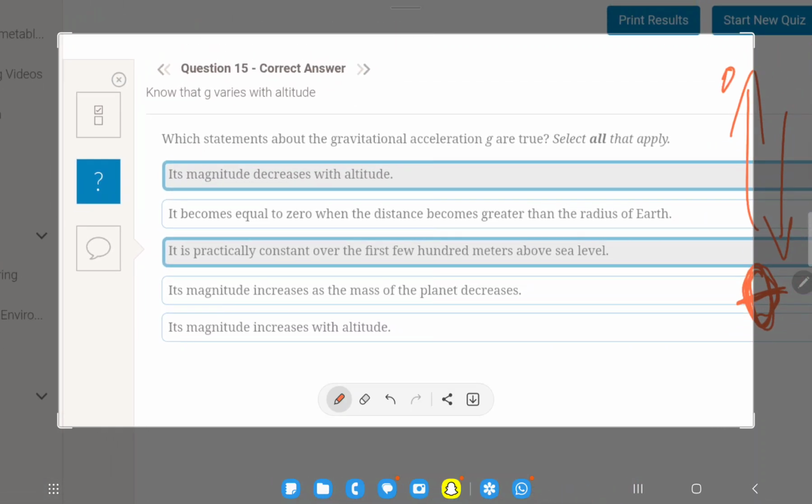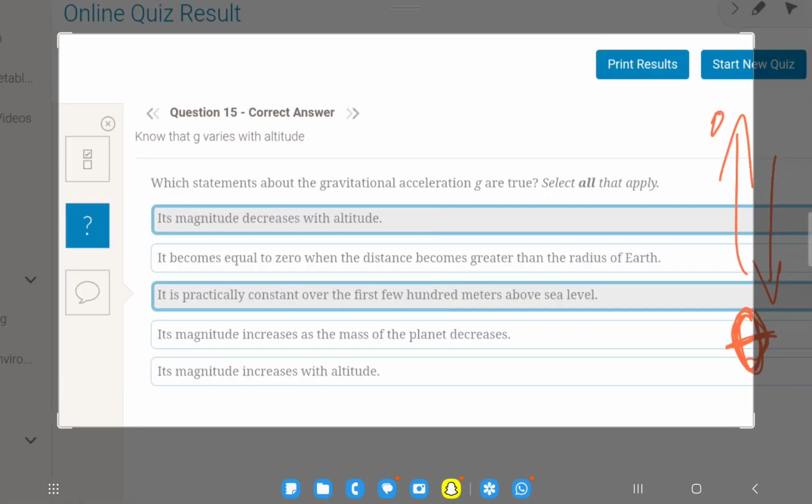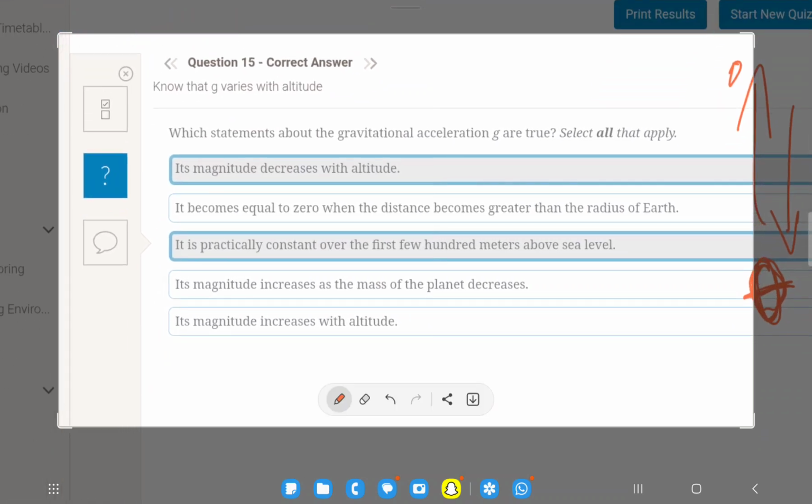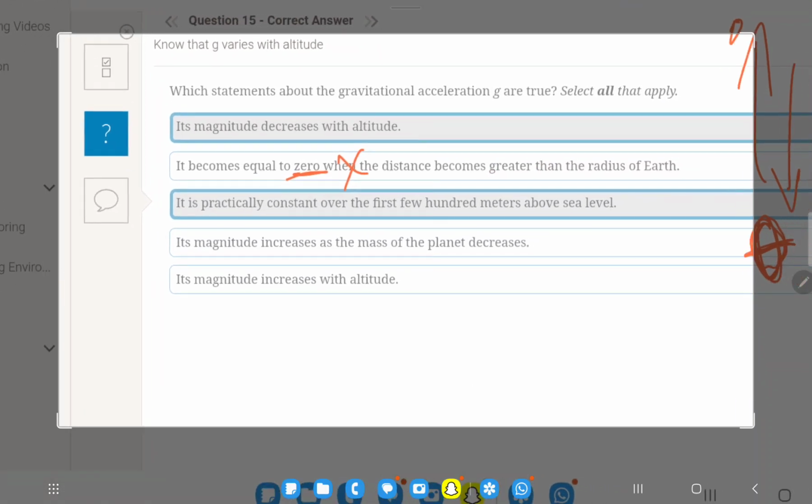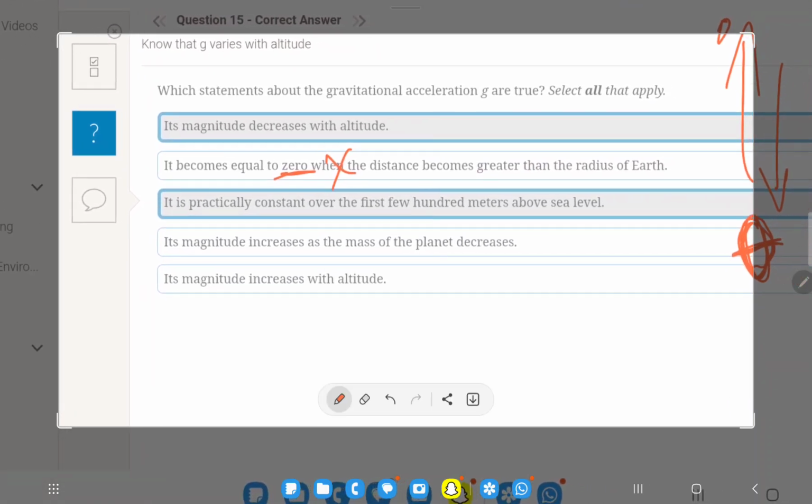It becomes equal to 0 when the distance becomes greater than the radius of the Earth. You need to know this. Gravitational force is never zero. It's never zero. There is always some kind of force. It may be so weak that you can't notice it, but it's never zero.